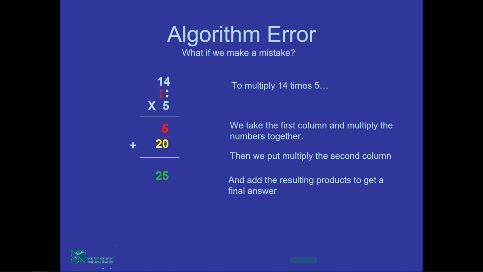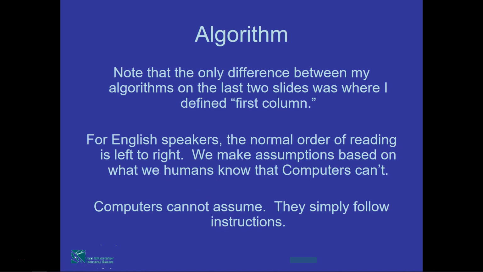So we have to make sure that whatever algorithm we are writing is correct, and we should go through each step to see what result it is producing. This is a very simple example I have provided. You will be dealing with more complex problems in this class. Now note some key points here. Note that the only difference between my algorithms on the last two slides was where I defined the first column. So it's critical to know which one is my first column.